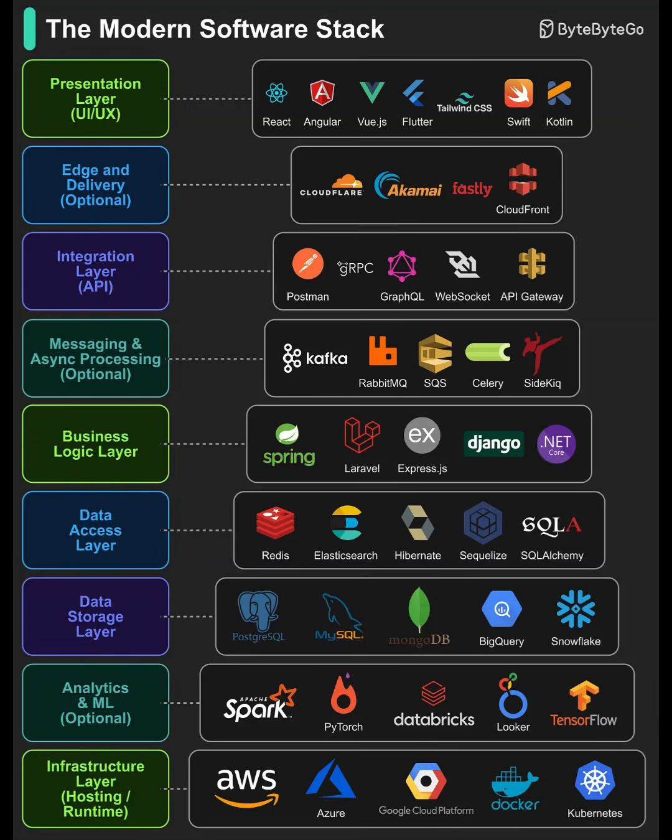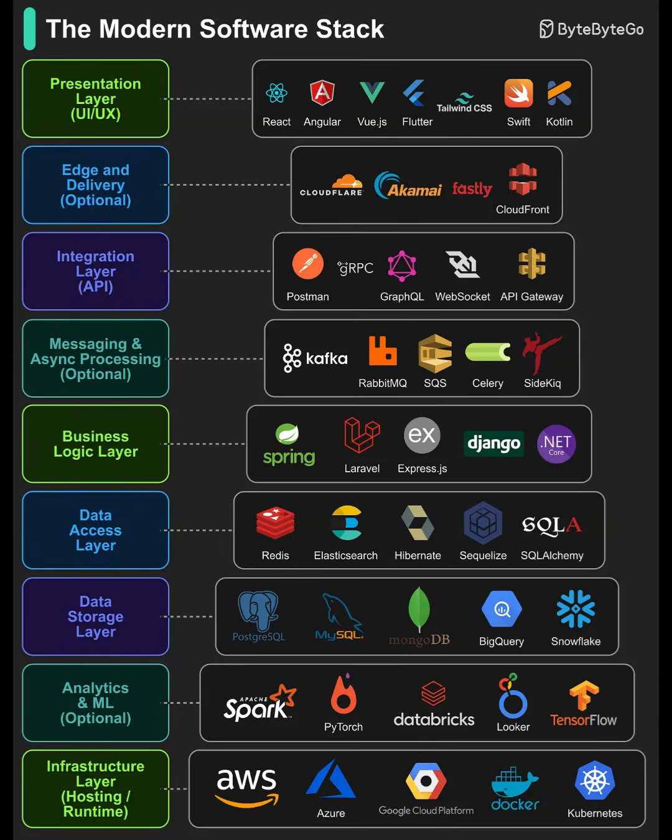Data access layer, an abstraction between business logic and storage. Purpose: consistent queries, transactions, and caching without leaking database specifics everywhere. Tools: ORMs and query builders, Hibernate, Sequelize, SQLAlchemy, plus direct SQL for hot paths. Tips: avoid N+1 queries, use connection pooling, and introduce read replicas when necessary.